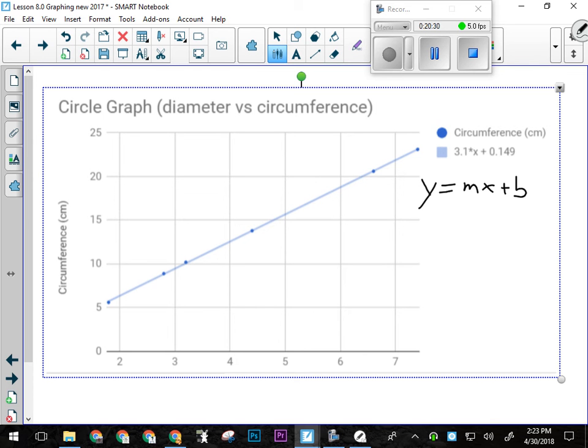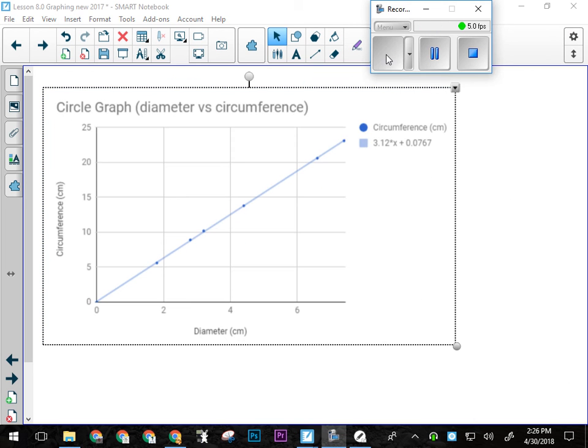I'm not sure why the scale went like this, but you know what? Actually, I'm just going to adjust that. Okay, so now we're back to this here, and we actually have the right graph now, because obviously a circle with no diameter is a point, not a circle, and would have a circumference of 0, so we have to include that point as well.